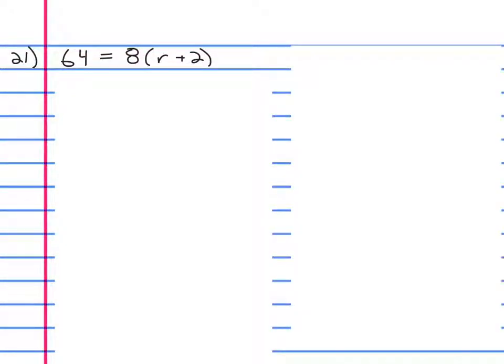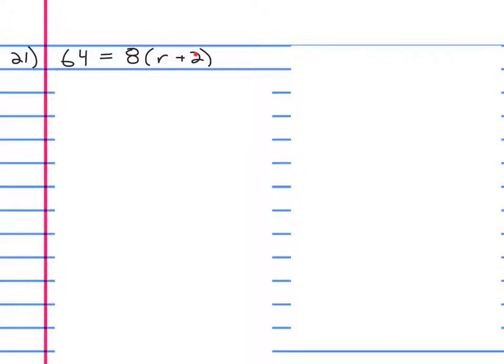Okay, 21. Solve each equation and check your answer. Here's problem 21: 64 equals 8 parentheses r plus 2. The trick with these is you need to distribute this 8 through. Everything needs to get multiplied by 8 because this is saying 8 times all of that.